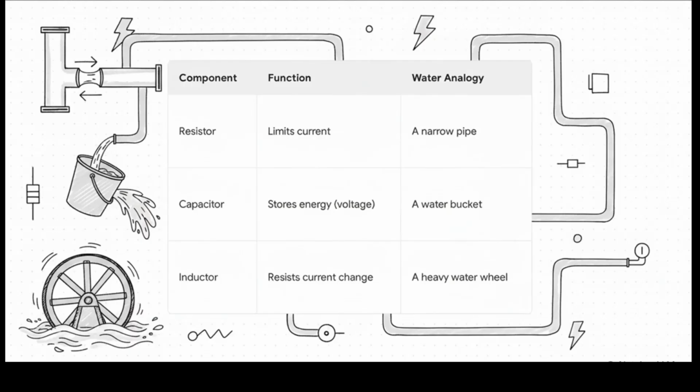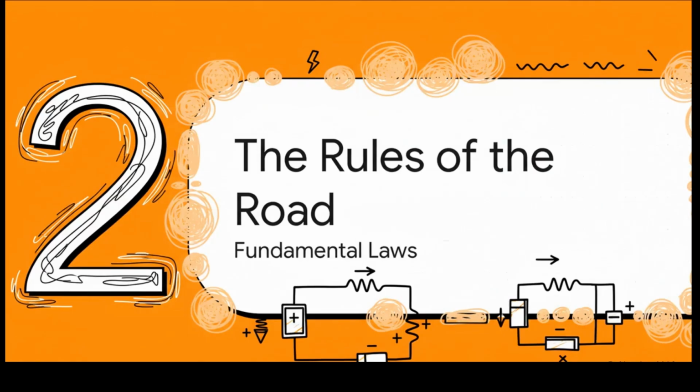Okay, I know those components can feel a little abstract, but this right here is where it's all going to click. The absolute best way to get this is to imagine electricity is just water flowing through pipes. So a resistor? That's just a narrow piece of pipe that slows the water down. A capacitor? That's a water bucket that can fill up and then dump all its water out at once. An inductor is like a big, heavy water wheel. It takes some effort to get it spinning, but once it's going, it really wants to keep spinning, and that helps maintain a steady flow. See? Simple.